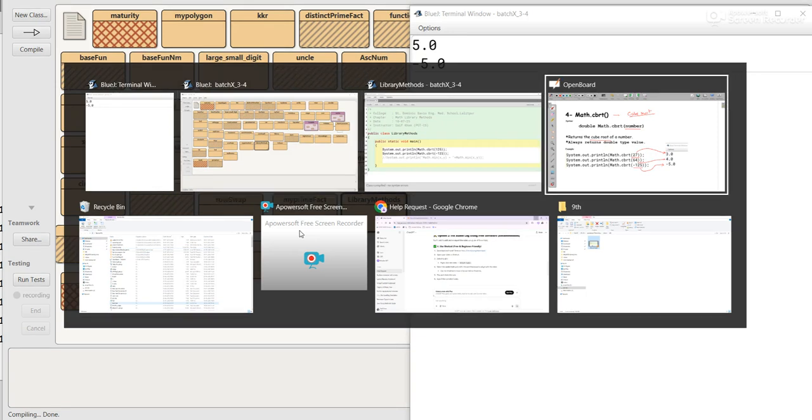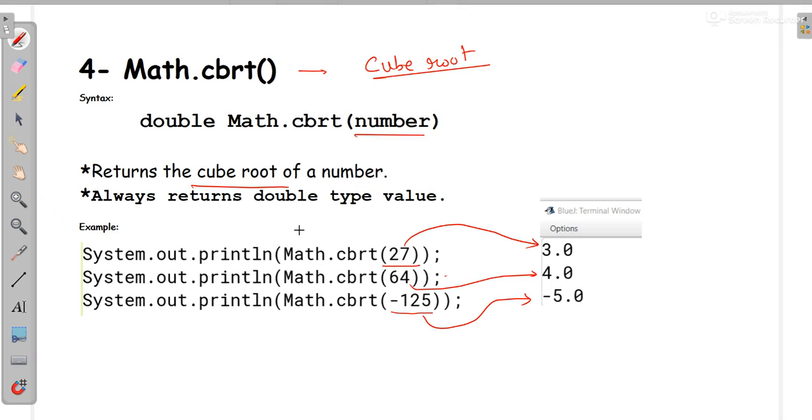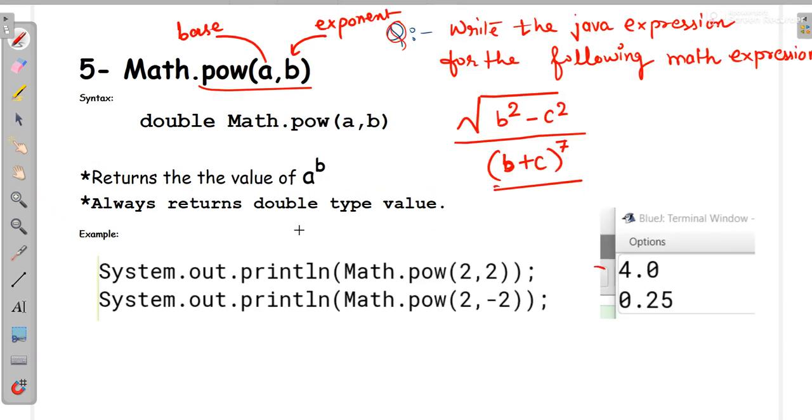And now we are moving to the next, fifth function called POW, the power function. This function is used whenever you want to perform x to the power y, a to the power b, some sort of questions, and it always returns you the answer in double. The first parameter is base and the second parameter is exponent, right? And you can give any value, especially power in a negative term.